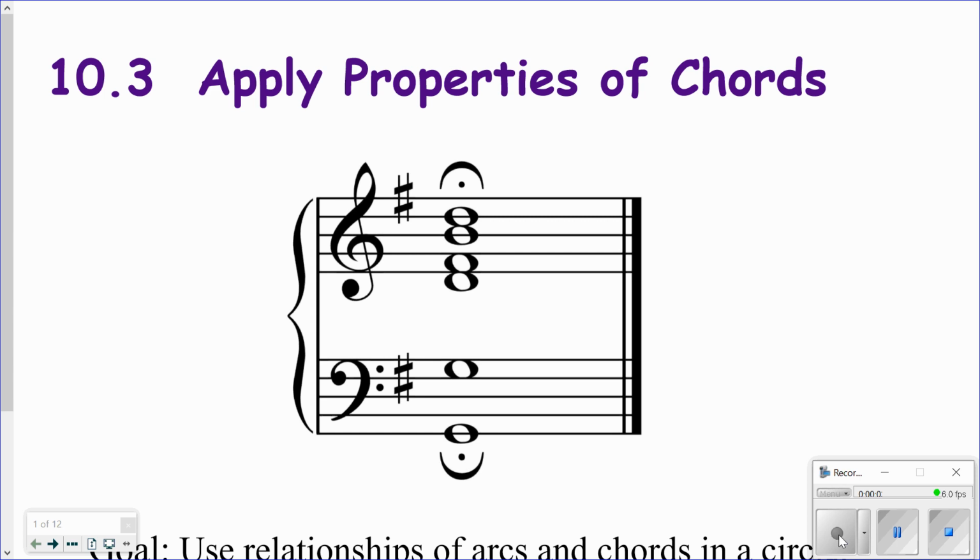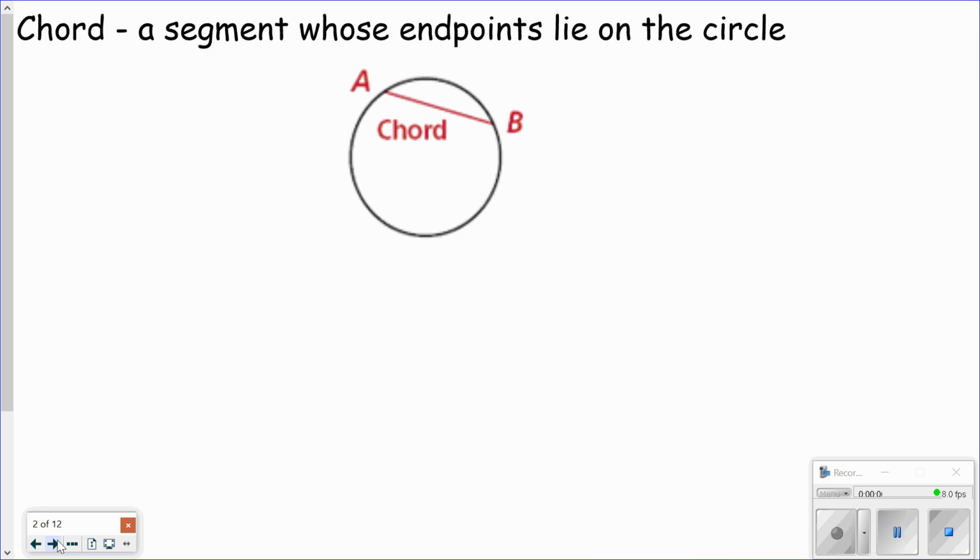Hi everyone, today we're going to start 10.3, which is apply properties of chords. A chord is a segment whose endpoints lie on the circle. So this here is our chord. It goes from one endpoint of a circle to another.